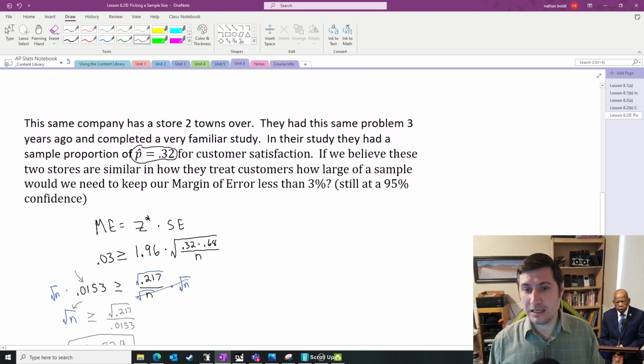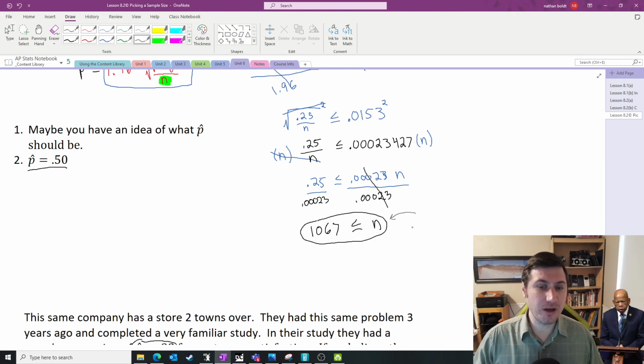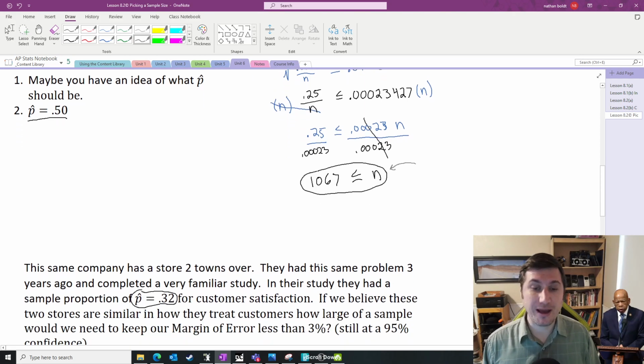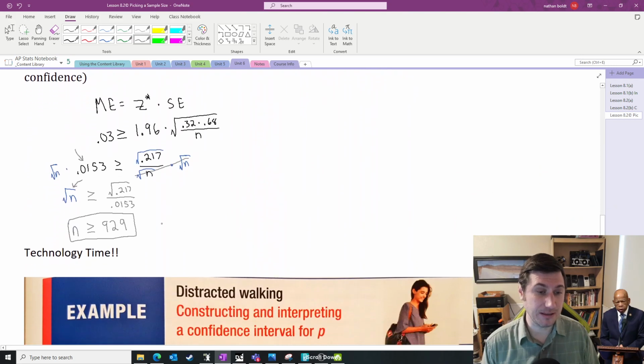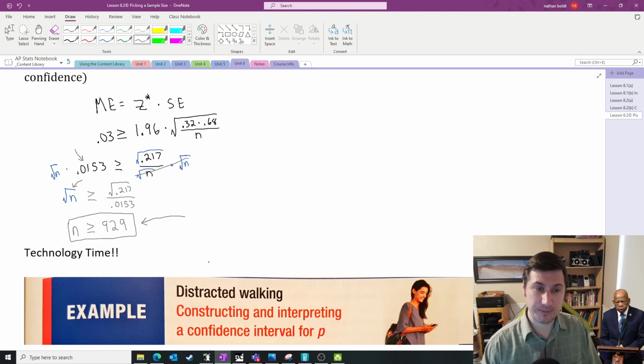So, if you have to play super safe, you'll definitely get a number that works. But of course, the higher the n is, the more expensive it is. So while you want to have enough to minimize your margin of error, you don't want to do just a huge number. That's extra money. So if you have an idea of what the p hat might be, you can still get your correct margin of error, but spend less money on your sample because it's not bigger than it needs to be.